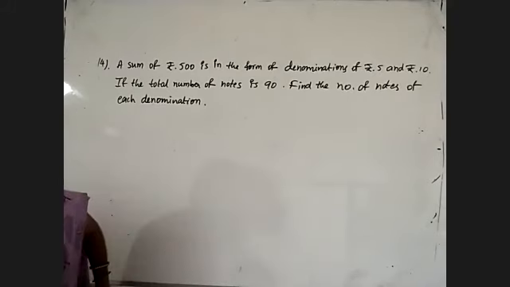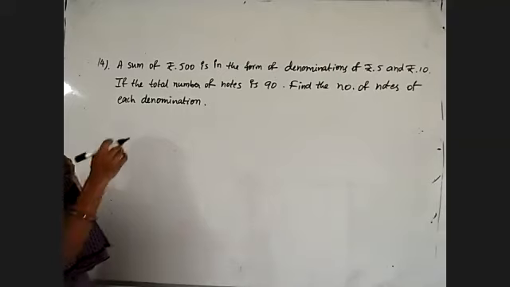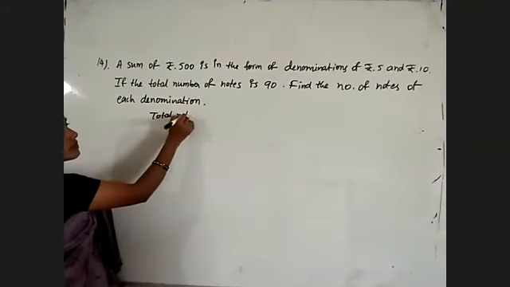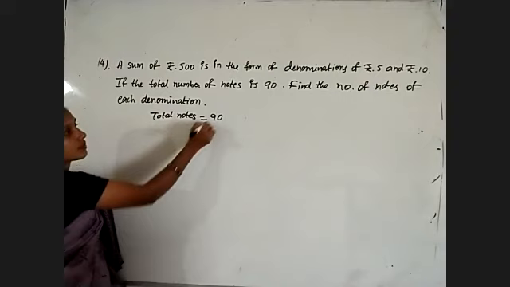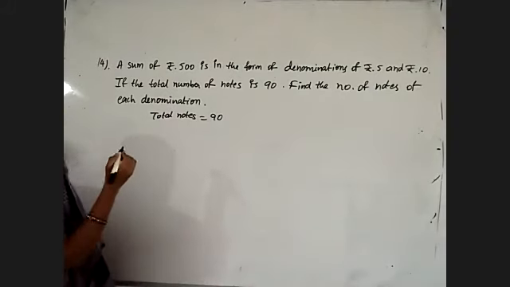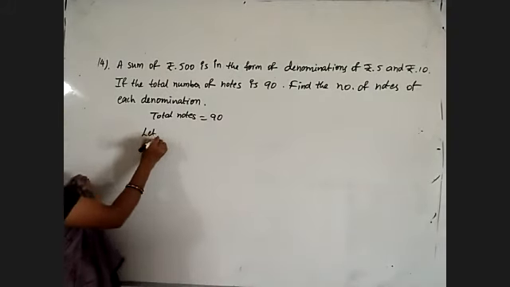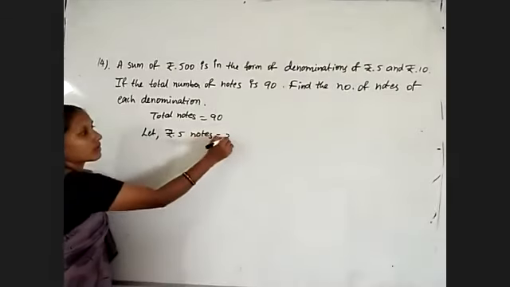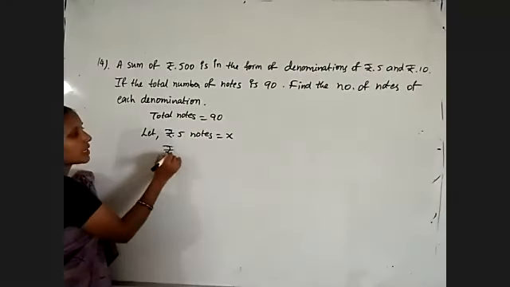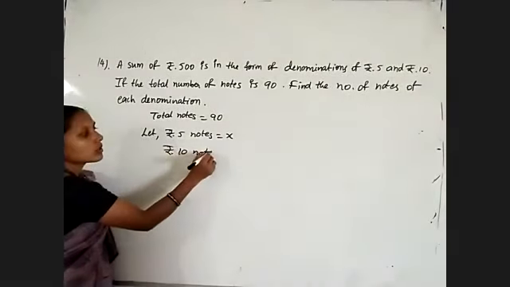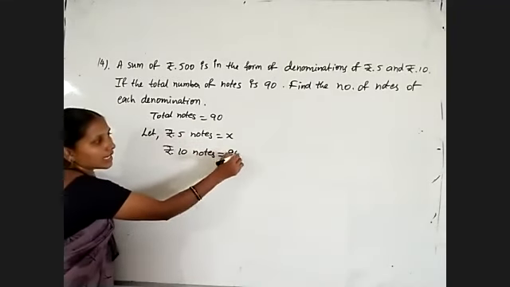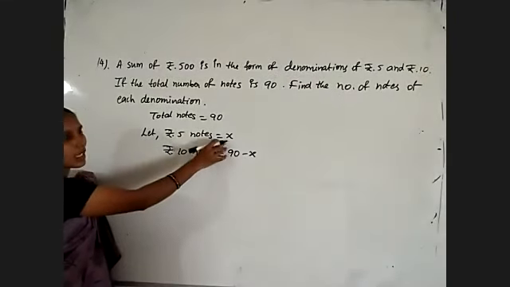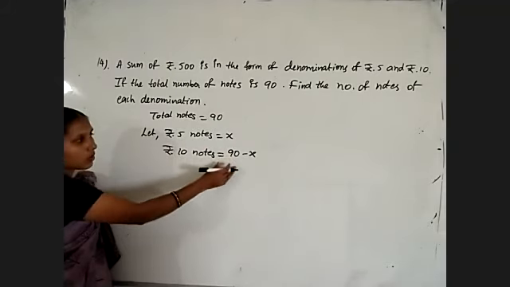So now let us take total notes equal to 90. Let the 5 rupee notes be equal to x. Then the 10 rupee notes will be equal to 90 minus x. Okay, if 20 notes are 5 rupee notes, then 90 minus 20, that is 70 notes, are 10 rupee notes, like that.